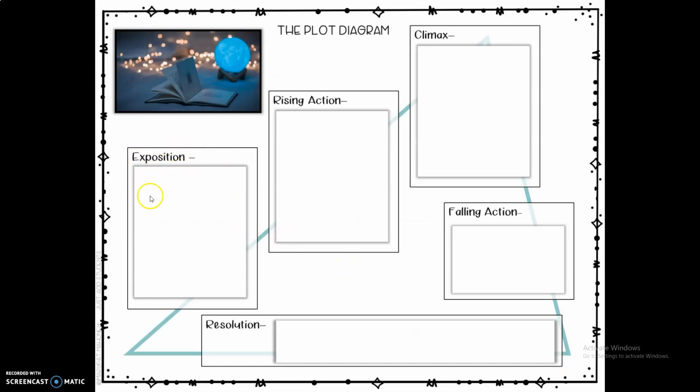We begin with the exposition. Go back and look at the definition of what exposition means, if you need to. Next is the rising action. Again, go back to your notes where you have the definitions of all of these literary techniques. Next is the climax, then the falling action, and finally the resolution.